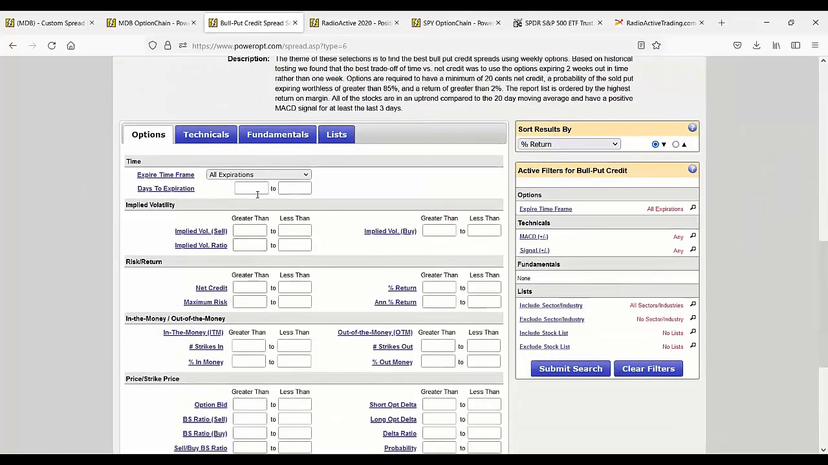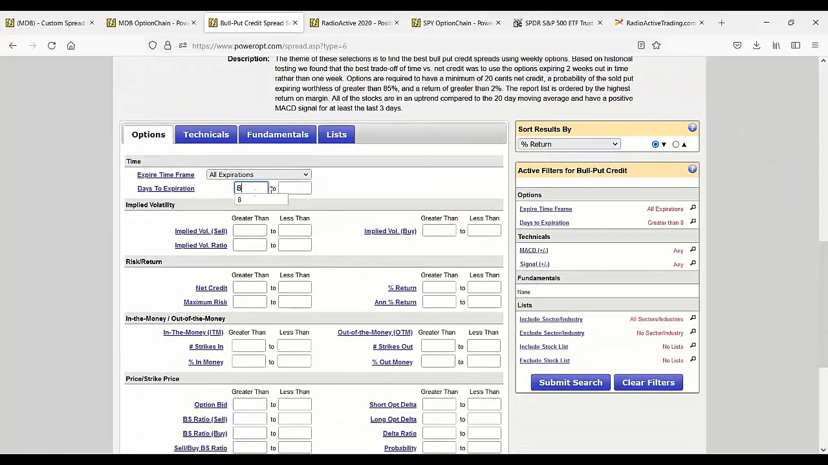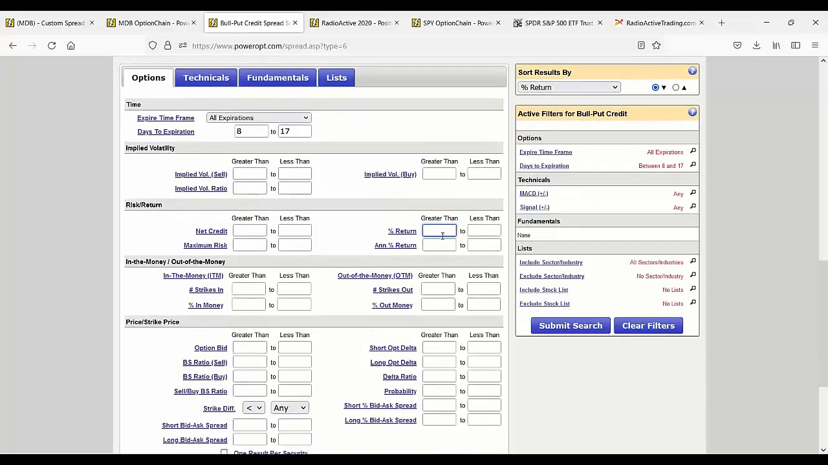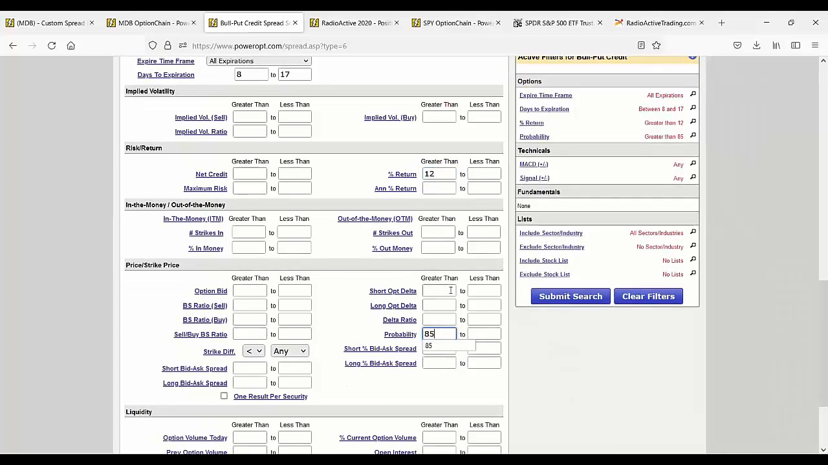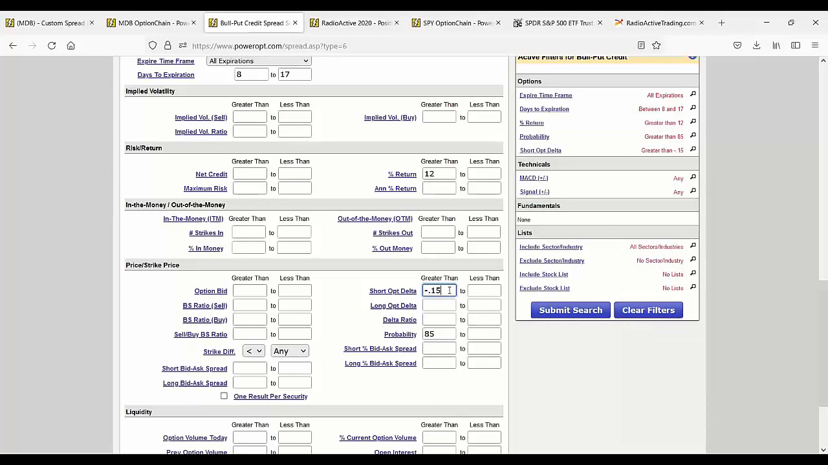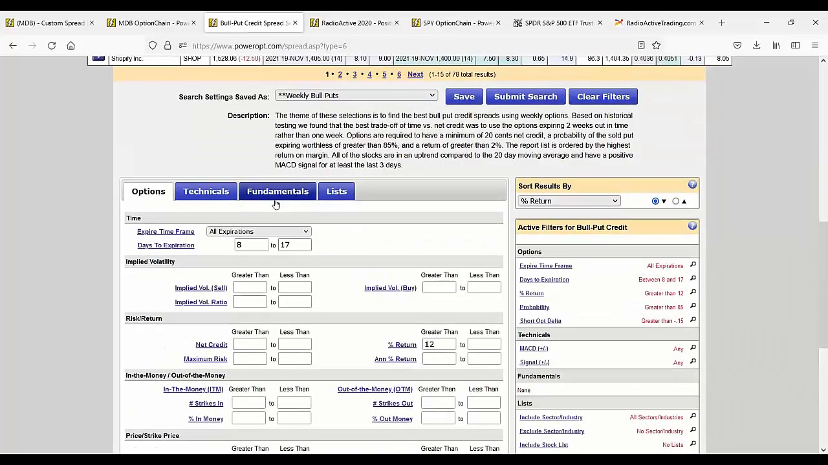I'm going to clear filters, but I'm going to keep my 8 to 17 days out instead of going to the straight standard expiration 42 days out that we did for Ben on that naked put against the stock position holding. Return, I'm going to put minimum of 12. Probability, 85. Of course, I could also do the short option delta greater than negative 0.15. I have to think in reverse because negative 0.13, negative 0.12 is greater than negative 0.15 because we're dealing with put options. I'm not going to put in anything else. That's all I want to see.